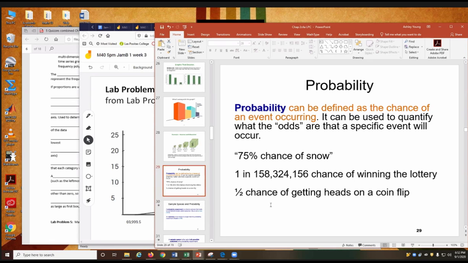Carla, go ahead and read for me. Carla V. Probability can be defined as. This is in your notes, guys. By the way, you should be taking notes. You should be writing something down here.